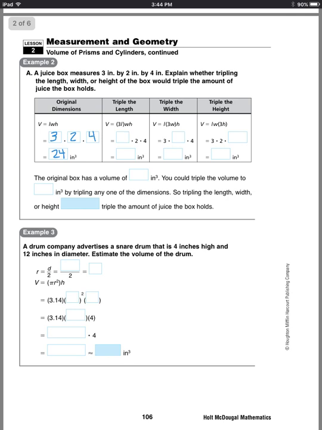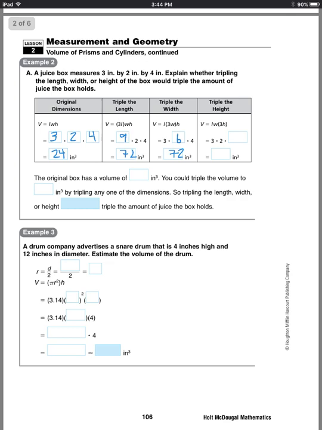Now it wants to know if we tripled the length, the width, or the height, would it give us more? So in the first one, we're going to triple the length. So we're going to do 3 times 3, because they've already used 2 and 4. So 3 times 3 is 9. 9 times 2 is 18. Times 4 is 72. Okay, now we're going to triple the width. The width was 2, so 3 times 2 is 6. 3 times 6 is 18, times 4 is 72.